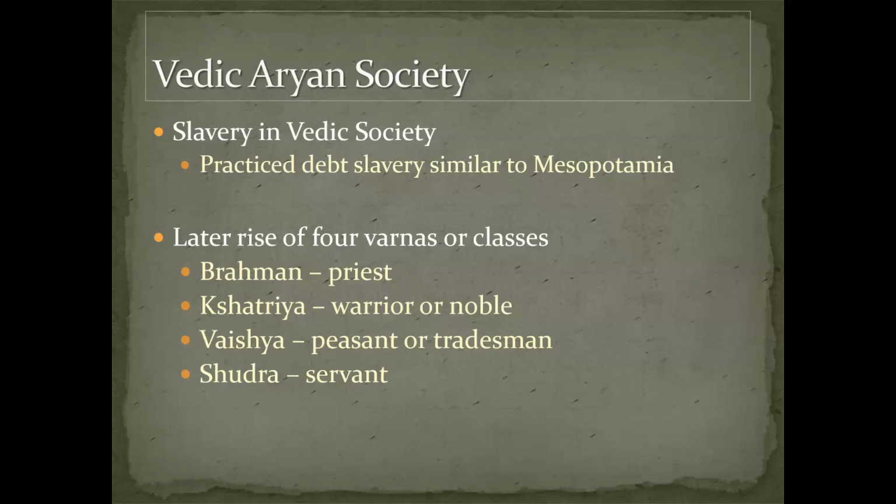Kshatriya, warrior or noble class. You have Vaishyas, or peasants or tradesmen. And you have the lowest class, the Shudra. And they are those to whom knowledge of the Veda is denied. And this is something that, of course, is going to come to dominate all of Indian society.